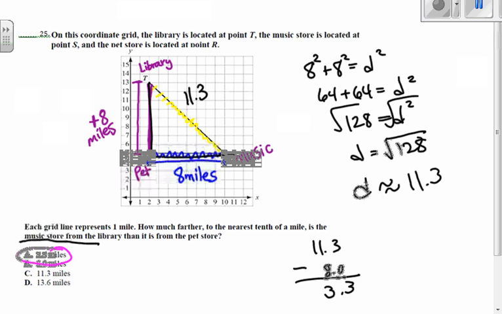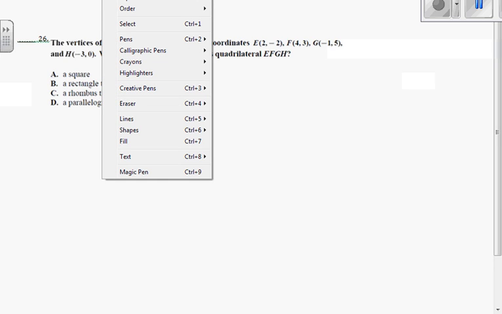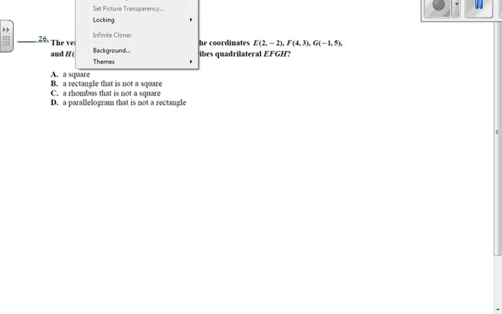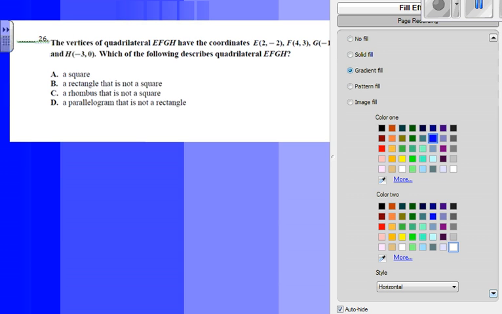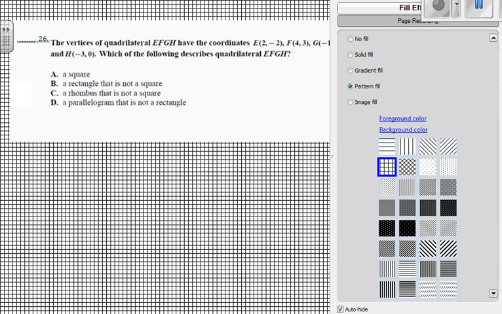Last one. The vertices of E, F, G, H have that. Which describes that, or what is this, basically? Probably what I would want to do is put this on some graph paper. I'm going to put a grid background in here and try to draw it there. It helps to see, even if what you're seeing isn't perfect.